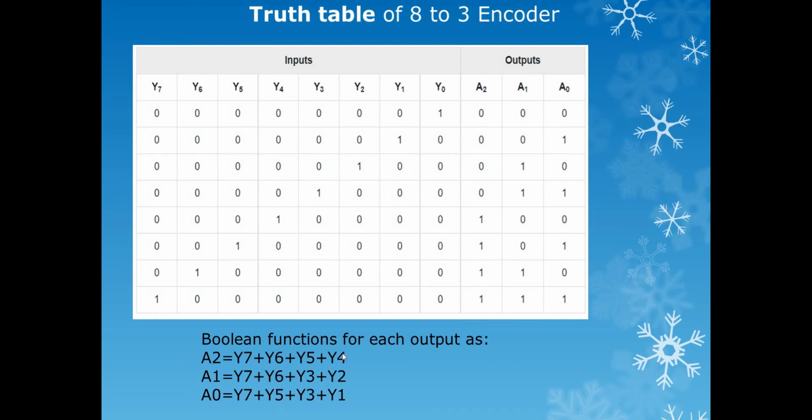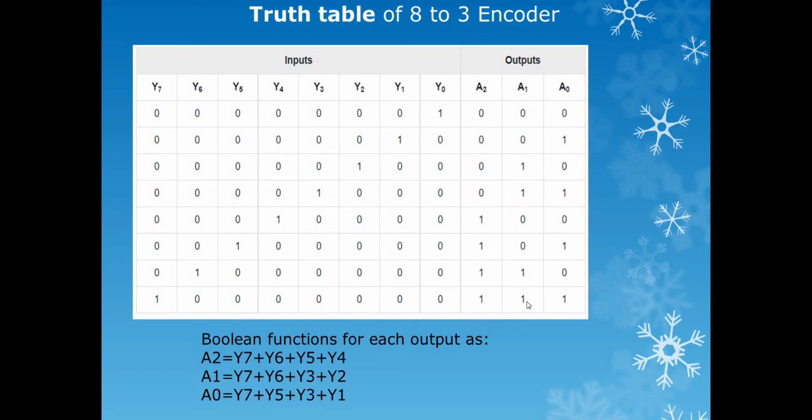Based on the above truth table, we have to write the following Boolean expressions. Consider this A2 output. It will be 1 in the following places, so the corresponding input lines are taken: Y4, Y5, Y6 and Y7. So the A2 expression equals Y7 plus Y6 plus Y5 plus Y4.